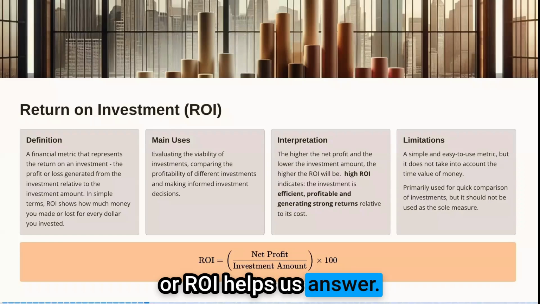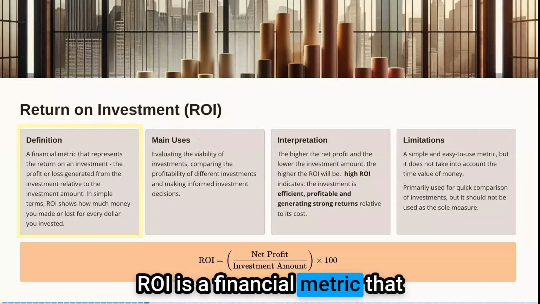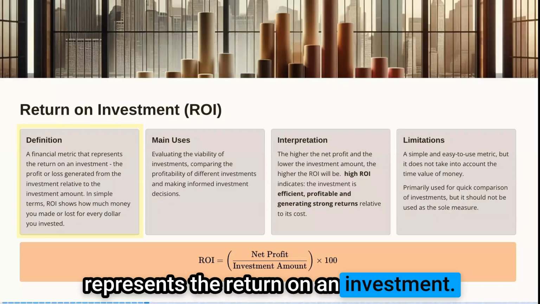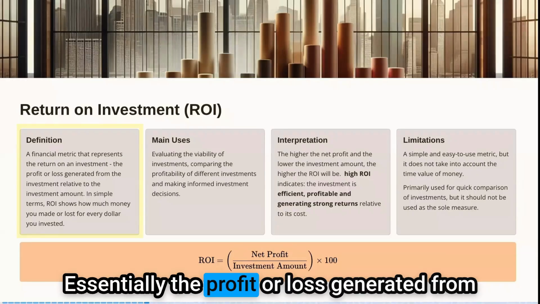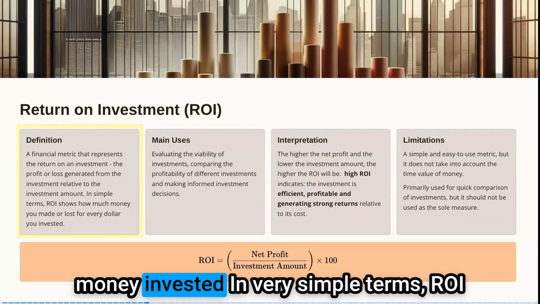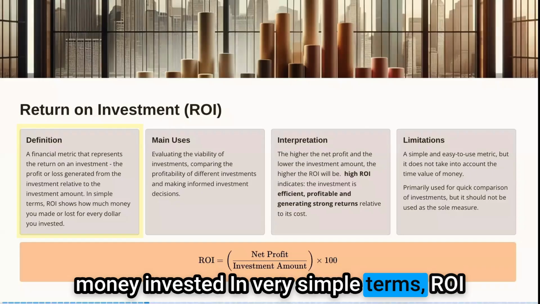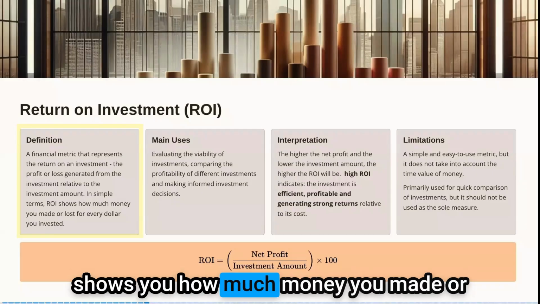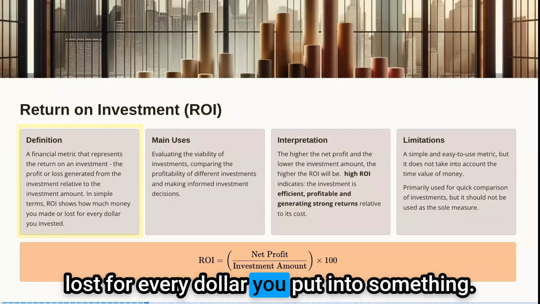helps us answer. ROI is a financial metric that represents the return on an investment, essentially, the profit or loss generated from the investment relative to the amount of money invested. In very simple terms, ROI shows you how much money you made or lost for every dollar you put into something.